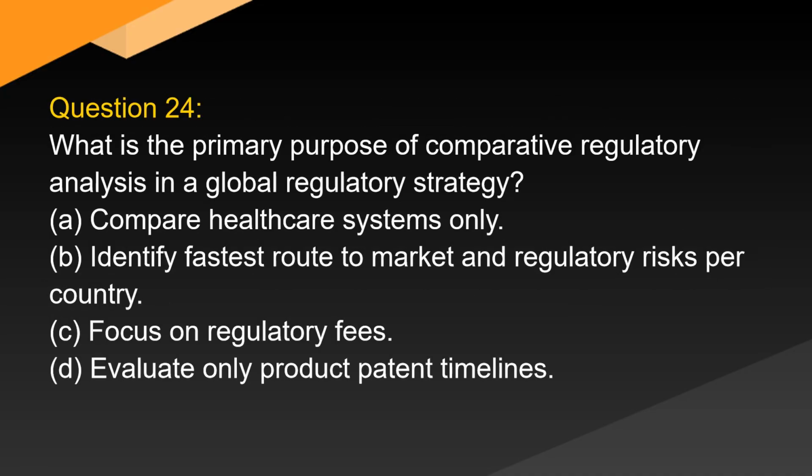Question 24. What is the primary purpose of comparative regulatory analysis in a global regulatory strategy? A. Compare healthcare systems only. B. Identify fastest route to market and regulatory risks per country. C. Focus on regulatory fees. D. Evaluate only product patent timelines.